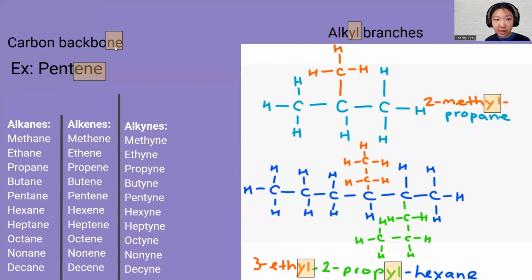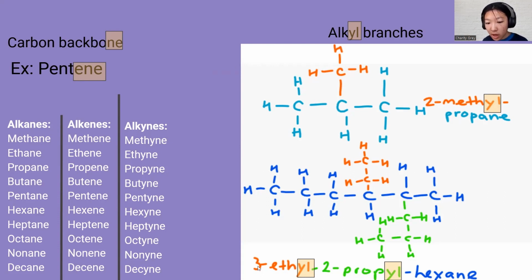But you have the ENE or the ANE or the YNE, and then you have the alkyl branches, which have the YL, right? So that's what's going to be different between the backbone and the branches. You have the alkane, alkene, alkyne, but what is changing is the thing at the end. You have alkanes, alkenes, alkynes, and then you have here alkyl. And so these are your branches. You have an ethyl branch, a propyl branch, and a methyl branch.